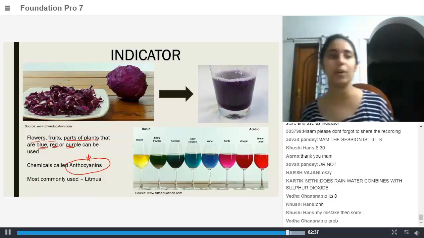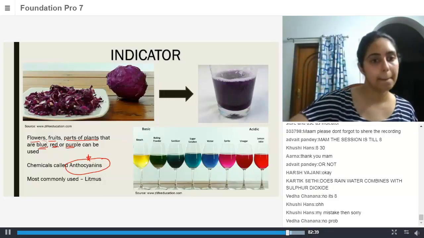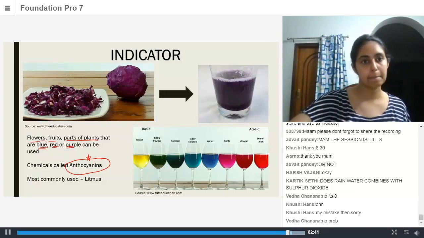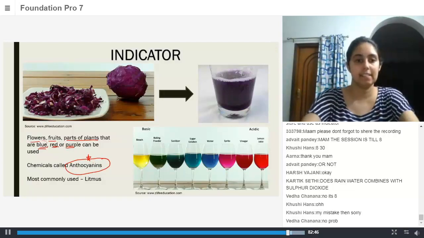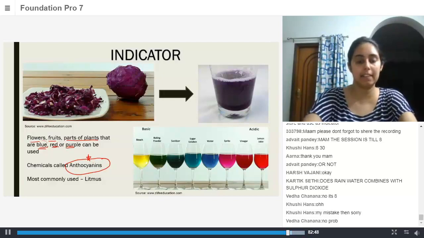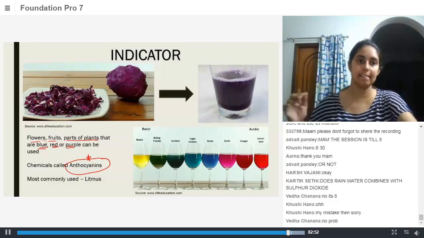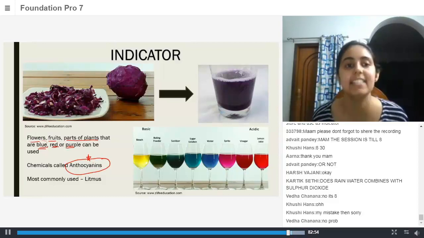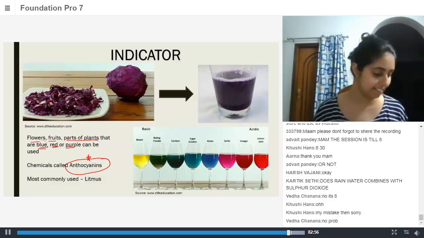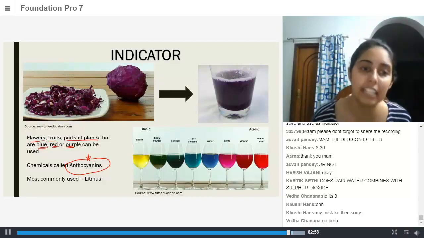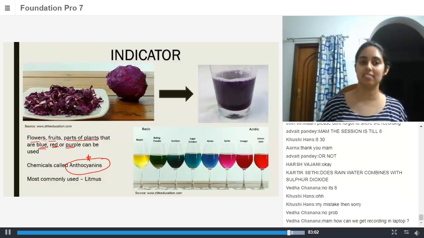Okay, ma'am. Thanks. No problem. Excuse me, ma'am. Yes, tell me. Ma'am, does rainwater combine with sulfur dioxide? Yes, it does. It combines with sulfur dioxide to form sulfuric acid.